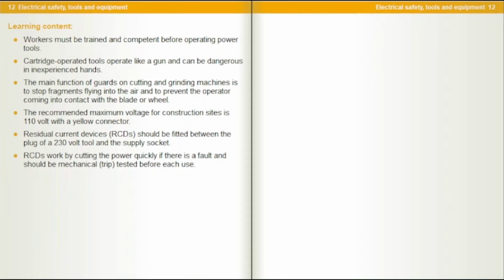The recommended maximum voltage for construction sites is 110 volt with a yellow connector. Residual current devices, RCDs, should be fitted between the plug of a 230 volt tool and the supply socket. RCDs work by cutting the power quickly if there is a fault, and should be mechanical, trip tested before each use.